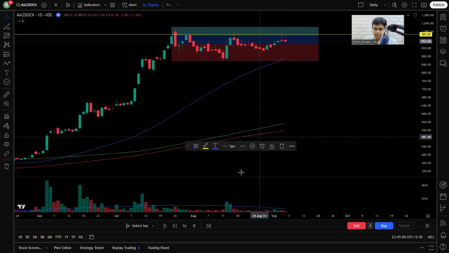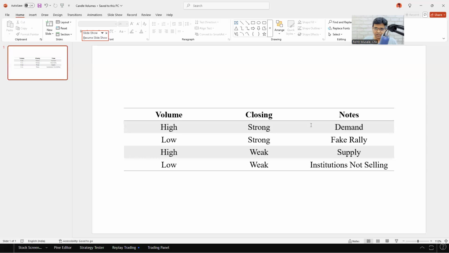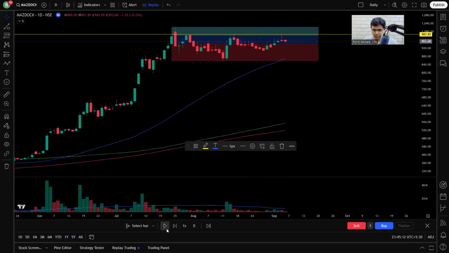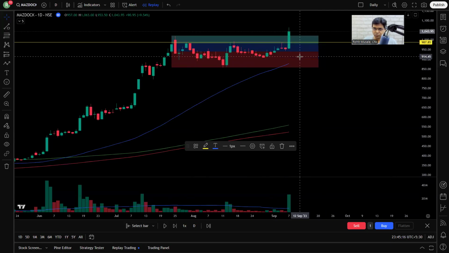That's the buy point. So next day, on the breakout, what do you expect? Which type of candle do you expect? High volume, strong closing, right? Demand. Look what happens. Very high volume, strong closing, closes above the midpoint of the base. High volume, strong closing candle represents demand.